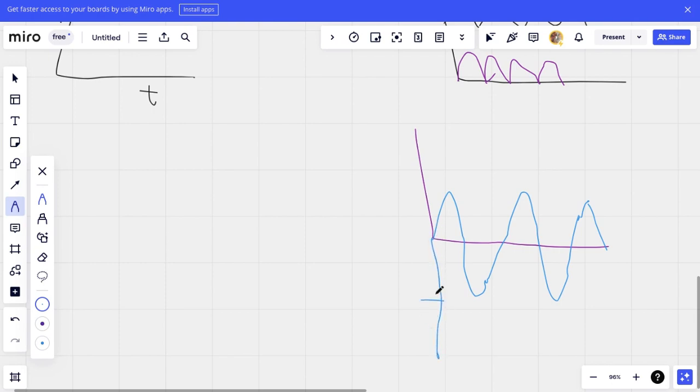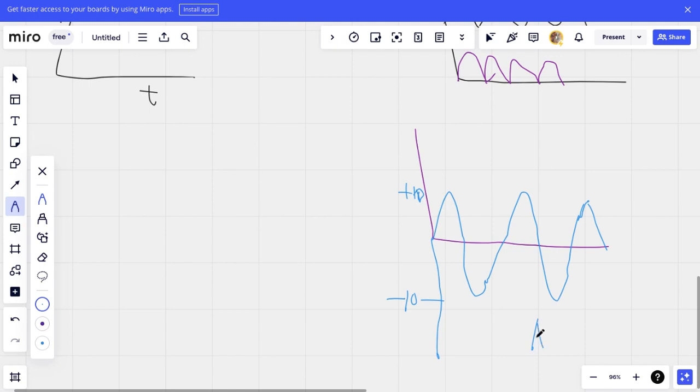This is the negative side, and this is the positive side, the positive current side. So if here is plus 10, this value varies up to negative 10 amperes or volts, depending on what we are plotting. Okay, so this is the alternating current. We call this AC current.